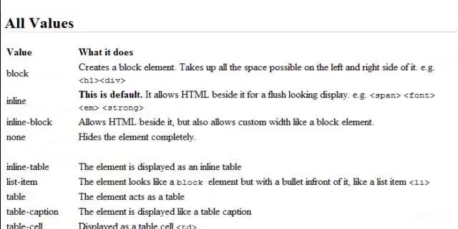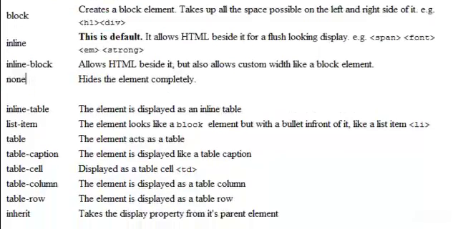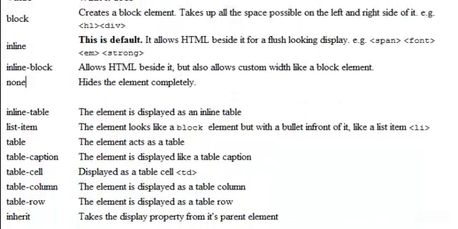There are many more values. The four most popular are block, inline, inline block, and none, which hides it. Then we have a few more to go over. We have inline table. The element is displayed as an inline table. List item. The element looks just like a block element, it will have that list item marker in front of it. So it'll have a circle or a square or a disk or Roman numerals in front of it.